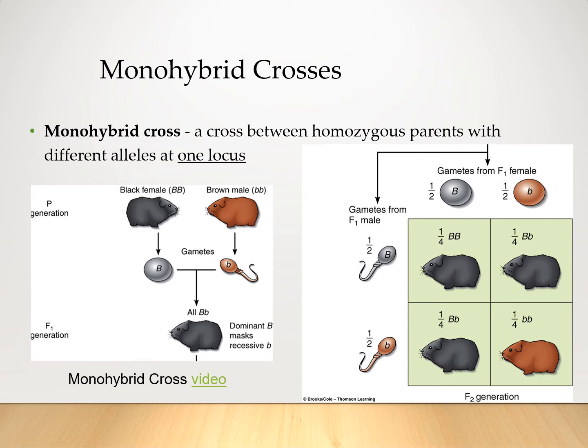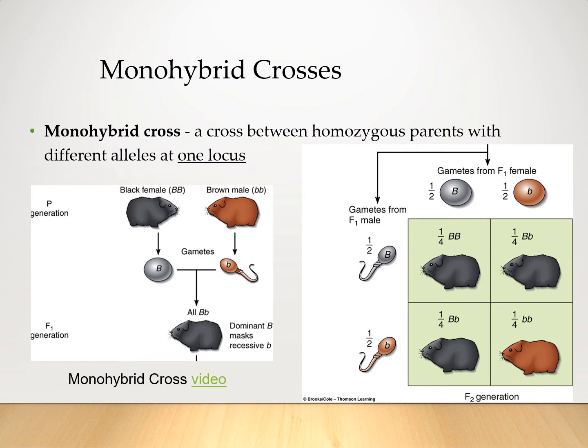When they are crossed, they each pass down one allele thanks to meiosis cell division, and all offspring receive one dominant and one recessive allele, resulting in heterozygotic offspring. However, notice that the heterozygote is black like the dominant genotype of the female parent.